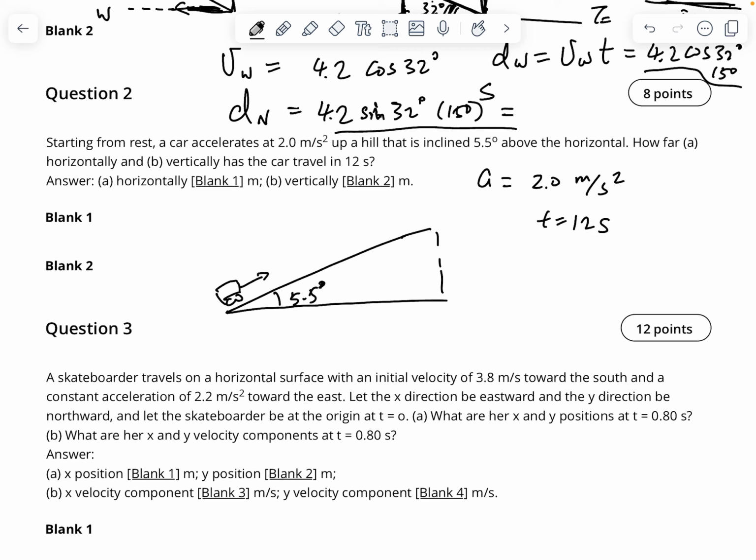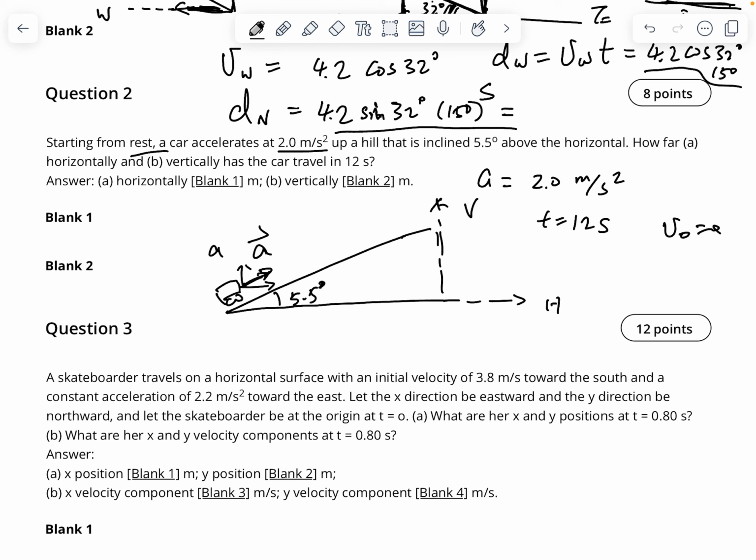Okay, so this is acceleration, this is a. And it starts from rest, so v naught equals 0. This is also a two-dimensional problem, so this is horizontal, this is vertical. We know the acceleration, and you have two directions, so you have horizontal acceleration and vertical acceleration.